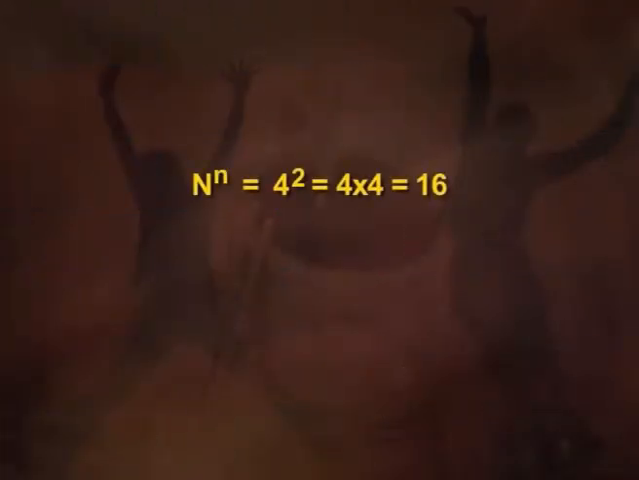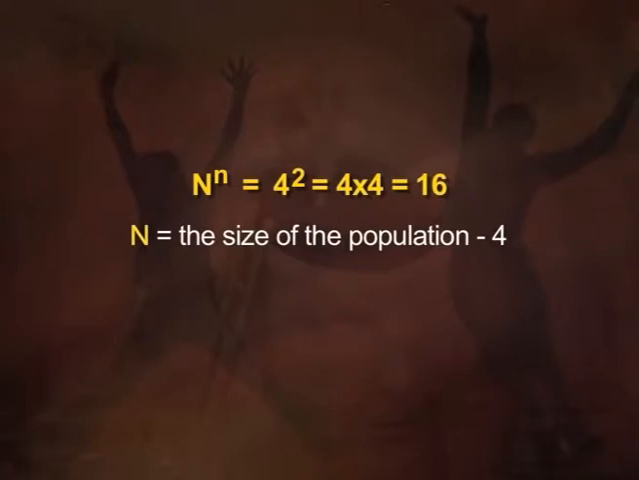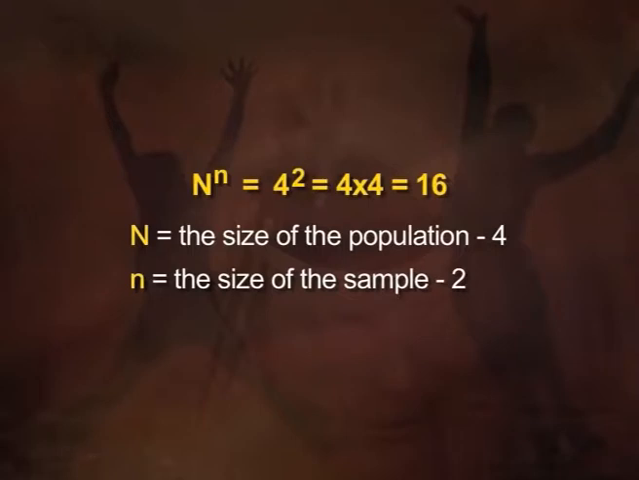Conversely, if we are to apply sampling with replacement, the formula used will be capital N raised to the power of small n. Again, capital N represents the size of the population and small n stands for the size of the sample required. Since we had 4 members in our population and we wanted to draw a sample of size 2, we would do 4 square, which gives us 16 possible combinations for our sample.